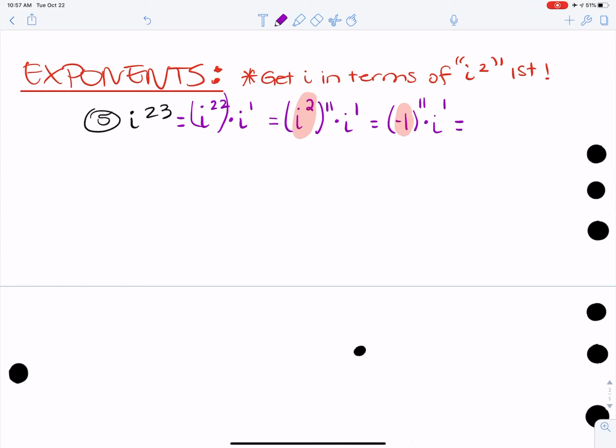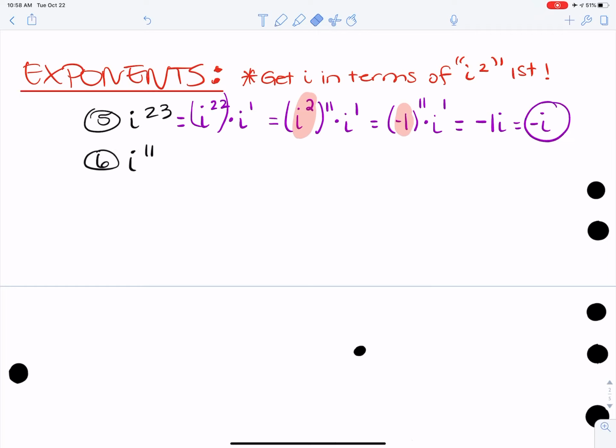All right. Now the thing is, what is negative 1 to the 11th power? Well, it's odd. So negative 1 multiplied by itself an odd amount of times will keep it as a negative 1. And i to the 1st power is i. But then negative 1 times i is just negative i. And that's our final answer.